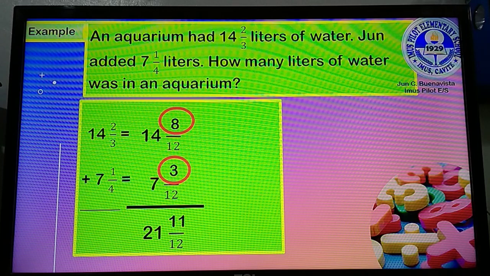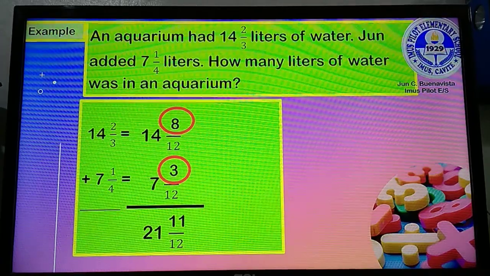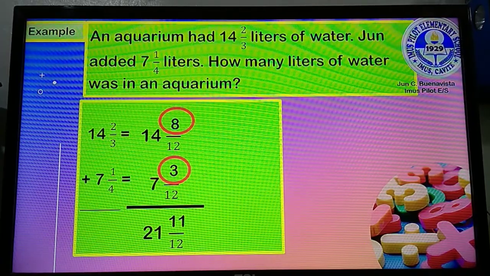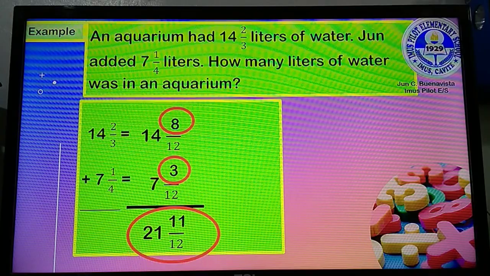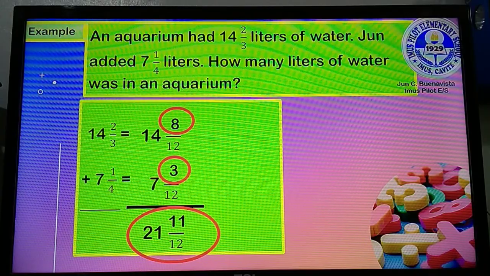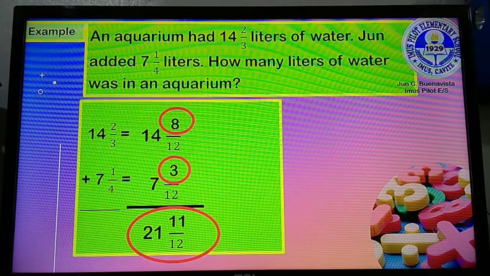21 and 11/12 is already in the simplest form. So, therefore, we are not going to change that into a simplest form because 11/12 is already lowest term. So, our answer for that problem is 21 and 11/12. Okay, I have another example here.